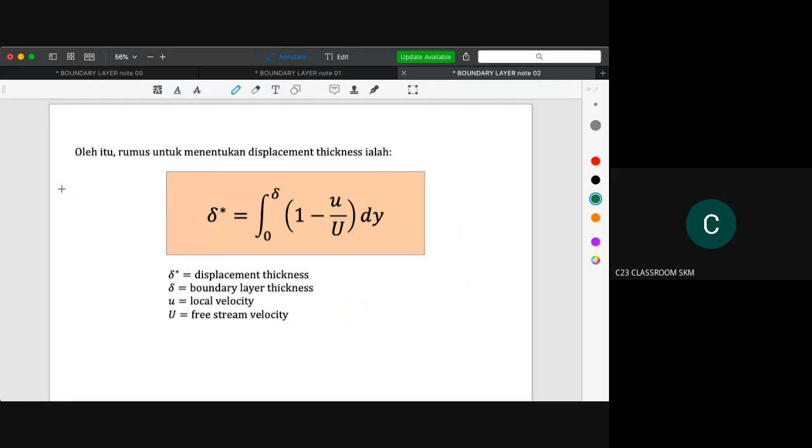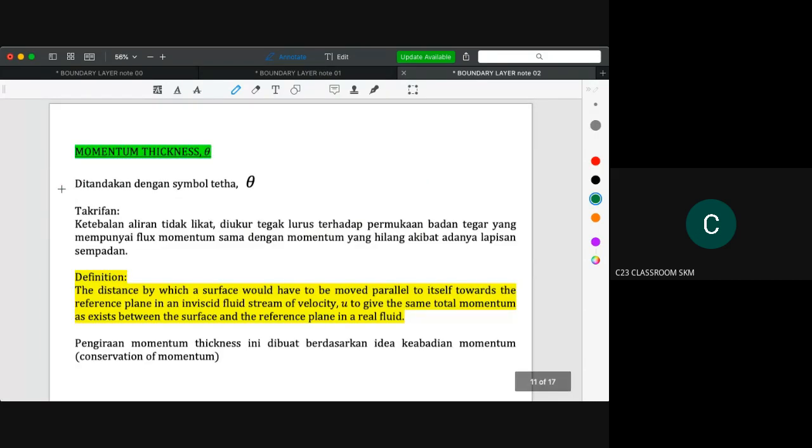Okay, so another term that you should know is the momentum thickness. The momentum thickness is theta. The official definition is this one: the distance by which a surface would have to be moved parallel to itself toward the reference plane in an inviscid fluid stream of velocity u to give the same total momentum as exists between the surface at the reference plane and the reference plane in a real fluid.